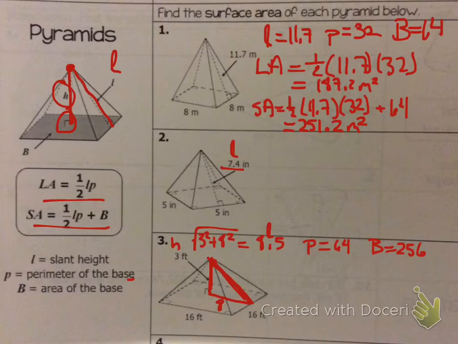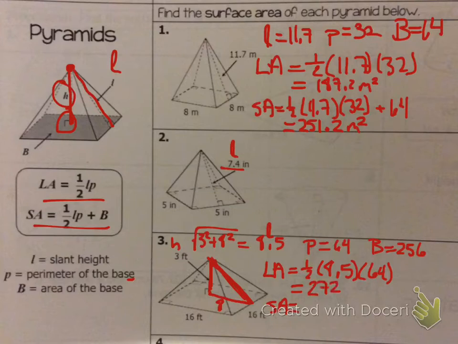Okay, so again, the lateral area is equal to 1/2. You just had to do a little extra work to find the slant height, and then that one's pretty easy. And then the surface area is really just the lateral area plus the area of the base. So once I get this answer, I can actually put it here. I'll show you what I mean. And you can go back and look at number 1. If I do 1/2 times 8.5 times 64, I get 272.